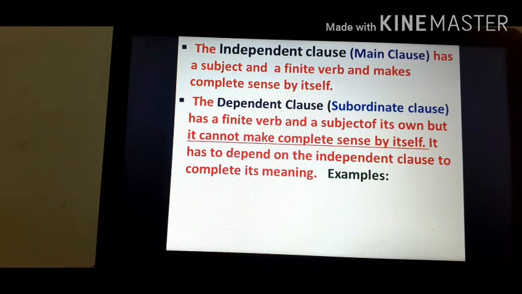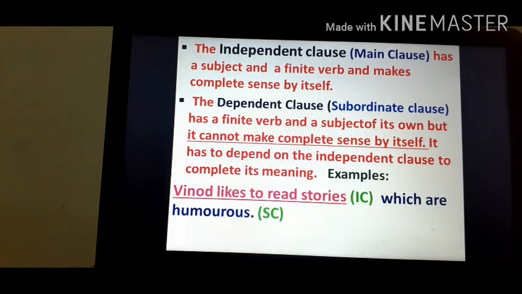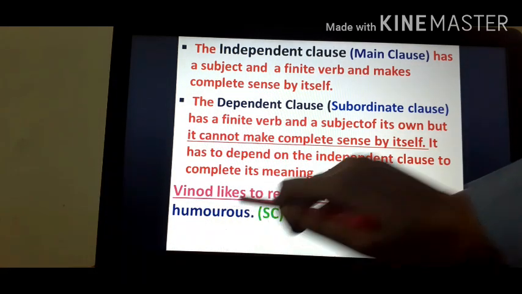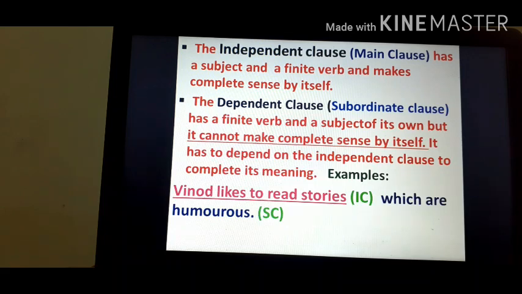Let's understand them with examples. Vinod likes to read stories which are humorous. Here, Vinod is the subject, likes is the finite verb. So, Vinod likes to read stories. This clause completes sense by itself and thus is an independent clause. Which are humorous is a subordinate clause, as it cannot make complete sense by itself and has to depend on this sentence to complete its meaning.